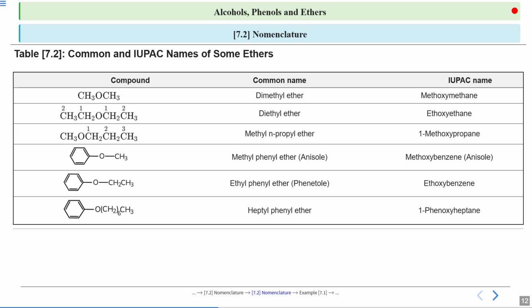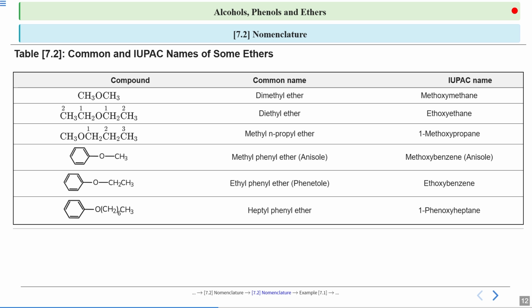Next compound is methyl phenyl ether. For the common name, write the alkyl or aryl groups' names alphabetically and then add the word ether to it. So methyl phenyl ether, or anisole, is the more general common name. For the IUPAC name, the larger carbon chain will be the parent chain, which is of course benzene. So the IUPAC name will be methoxybenzene. Next compound is ethyl phenyl ether, or another name is phenetole, and the IUPAC name is ethoxybenzene.